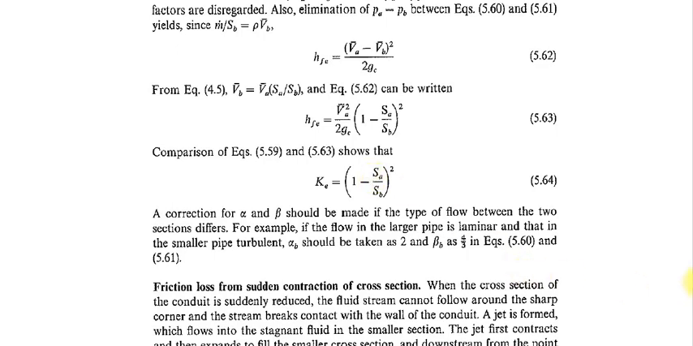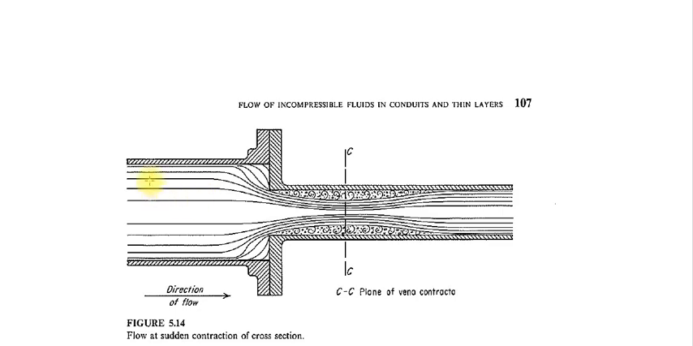Similarly, if you have a sudden contraction, it means you have a channel where a large diameter pipe is situated before a small diameter pipe. Here the flow velocity will increase, and there is some disturbance in the flow. Due to this disturbance, you will lose some of the mechanical energy. So how do we calculate this loss of mechanical energy?